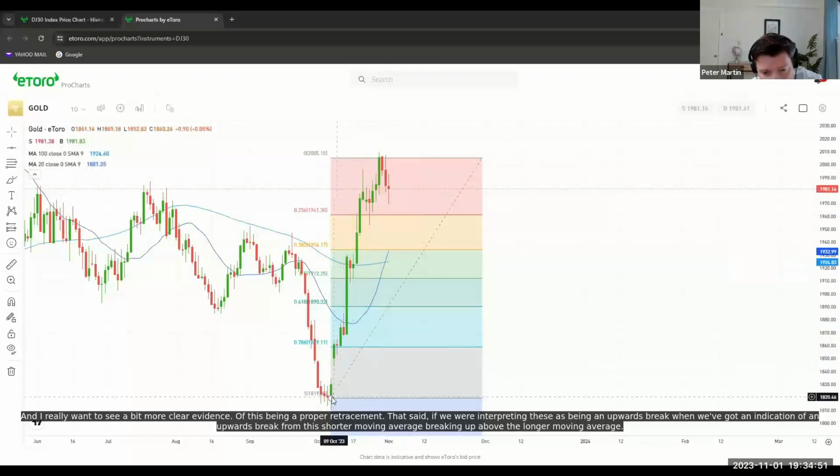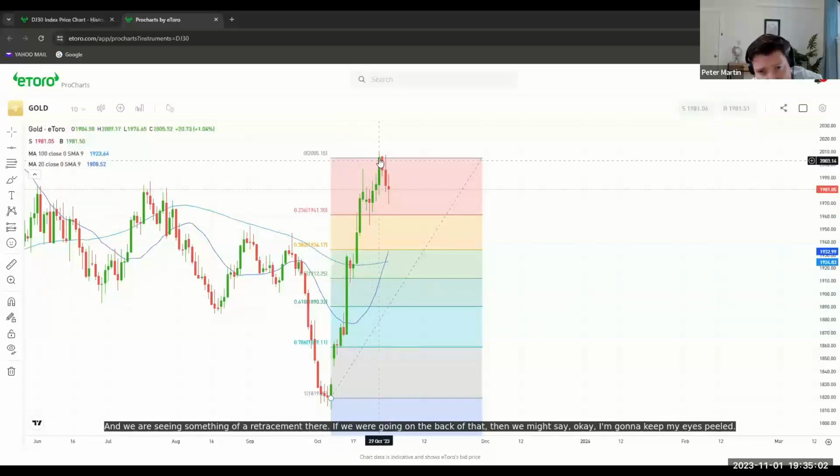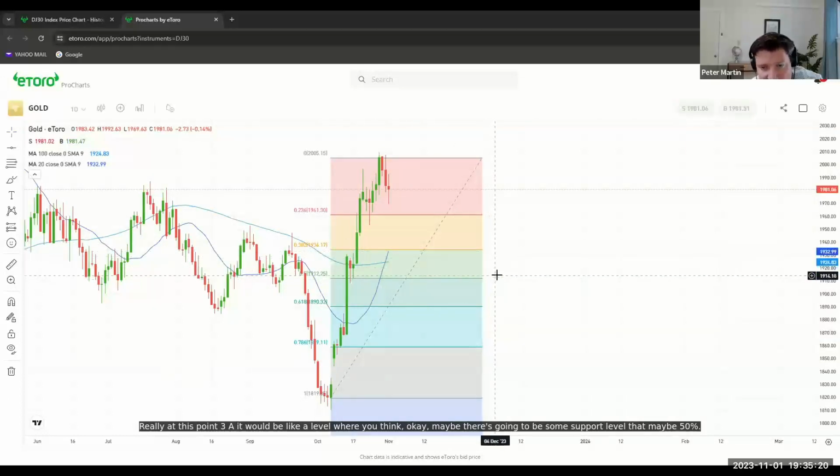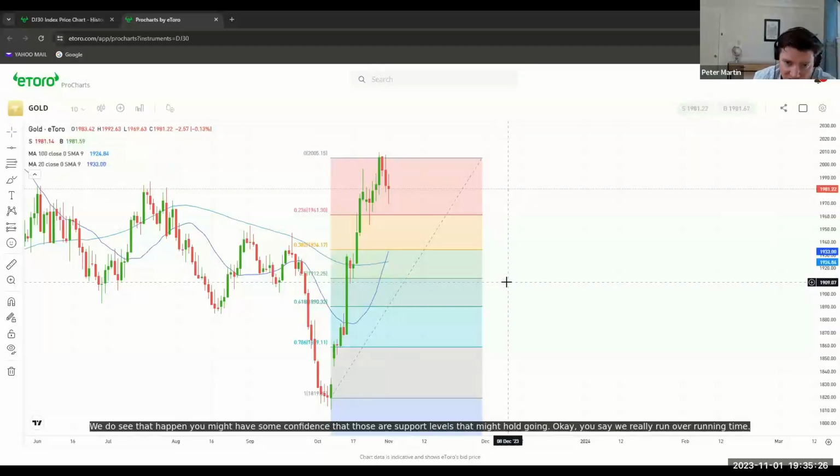That said, if we were interpreting this as an upwards break, when we've got an indication of an upwards break from this shorter moving average breaking up above the longer moving average, and we are seeing something of a retracement there, then we might say, okay, I'm going to keep my eyes peeled. Really, 0.38 would be a level where you think, okay, maybe there's going to be some support there, maybe 50%. You keep an eye out and see how the market behaves, because support and resistance can reinforce itself. So going forward, if you do see that happen, you might have some confidence that those are support levels that might hold going forwards.